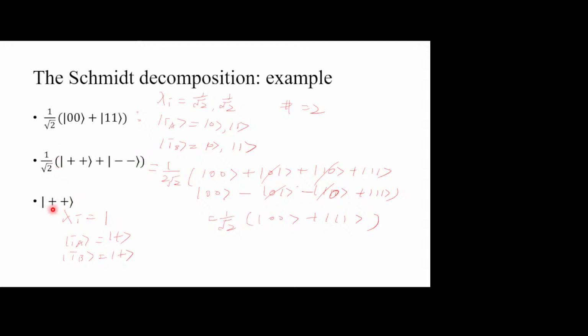Obviously this is a pure state. This is a product state because lambda_I is just 1, and it's a product between plus and plus. But the next example shows the usefulness of the Schmidt decomposition, because if you put it in the computational basis, it's 1/2 of 00 plus 01 plus 10 plus 11 state.